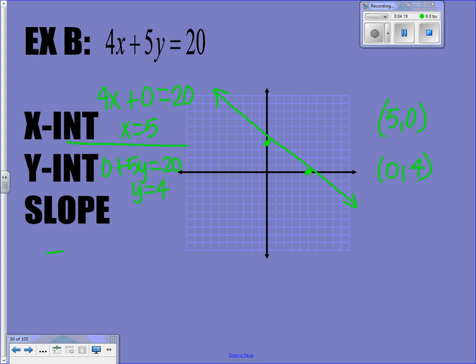So again, it is the opposite of a over b. So negative 4 over 5 should make sense. This is a negatively sloped line, so it's negative. And I went down 4, 1, 2, 3, 4, 1, 2, 3, 4, 5. So that should make sense.